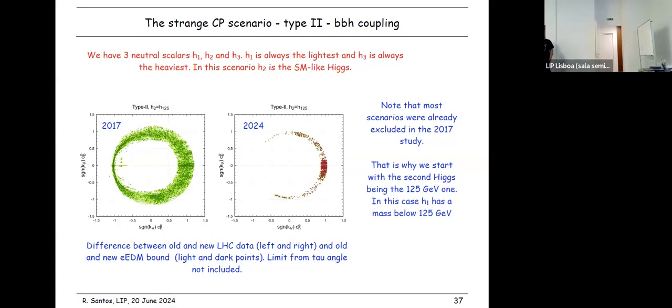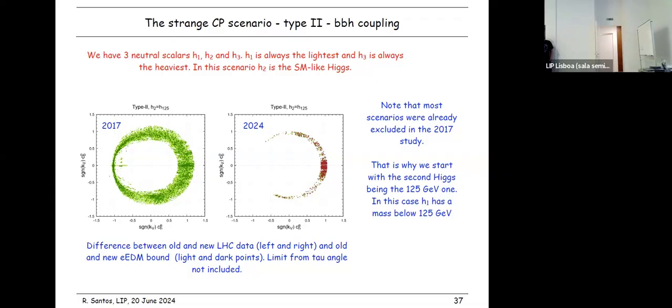So this is when you go from 2017 to 2024. Remember that we have three neutral scalars, H1, H2, and H3. H1 is always the lightest, and H3 is always the heaviest, which doesn't mean that H1 is the 125. Any one of them can be. In fact, what we saw for this type of model is that taking H1 to be the 125 was already excluded, and so we started using all the other possibilities, because in principle, any of them can be the standard model.